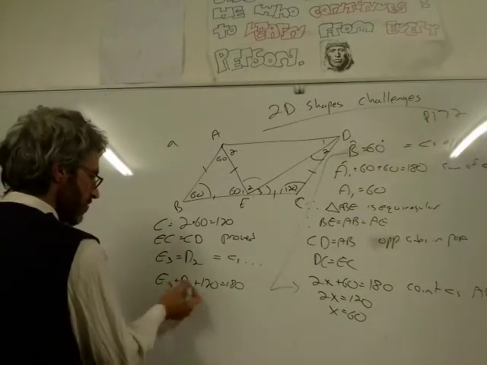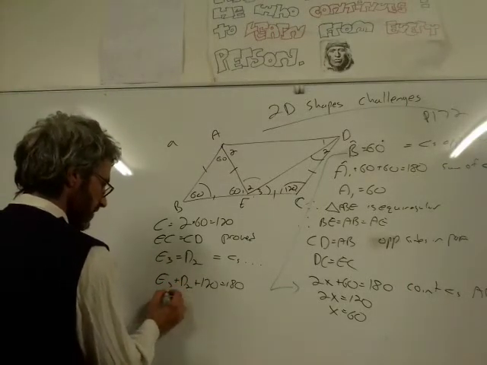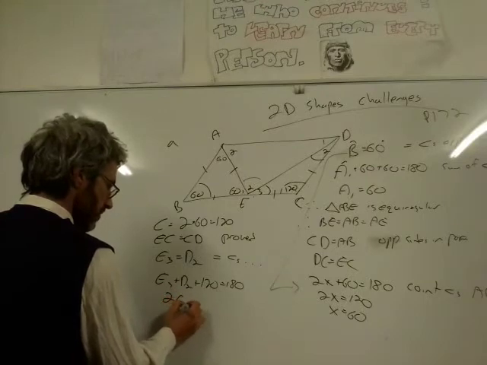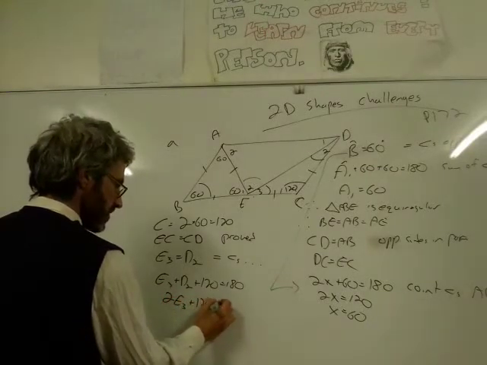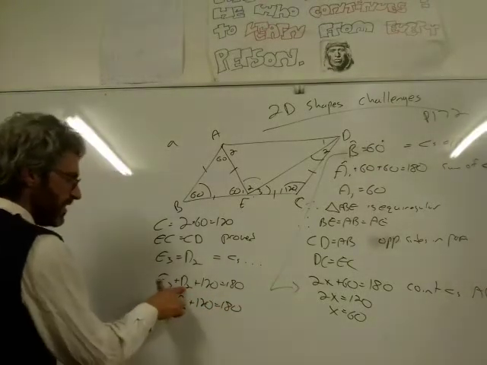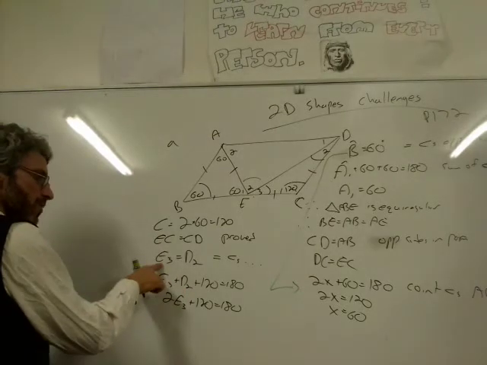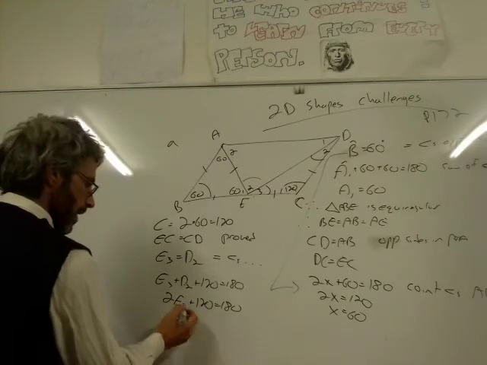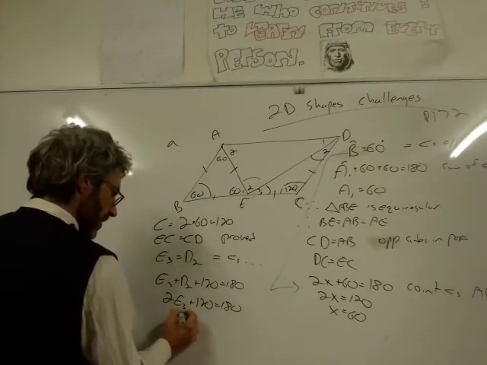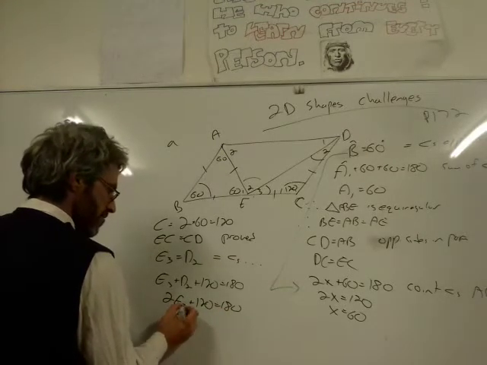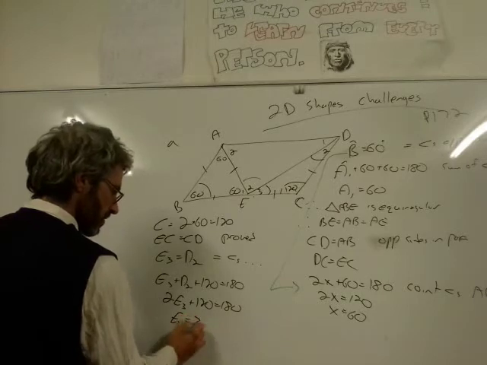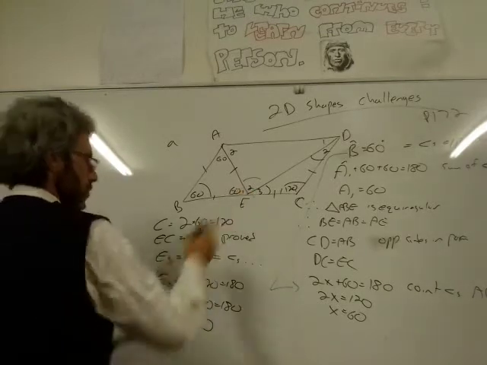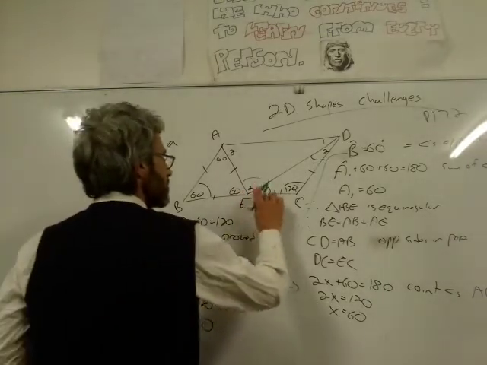And I know that E3 is equal to D2, so I can say that 2E3 plus 120 equals 180. So instead of D2, I wrote E3 because they're equal. You can still see that, yeah? And therefore, if you work out the maths, it works out that E3 is 30. Okay? So E3 is 30.